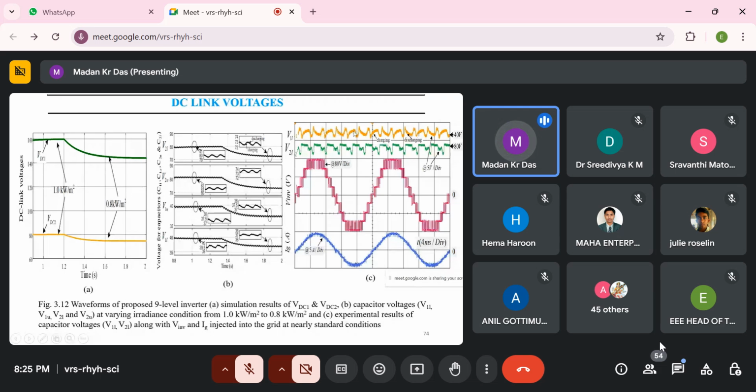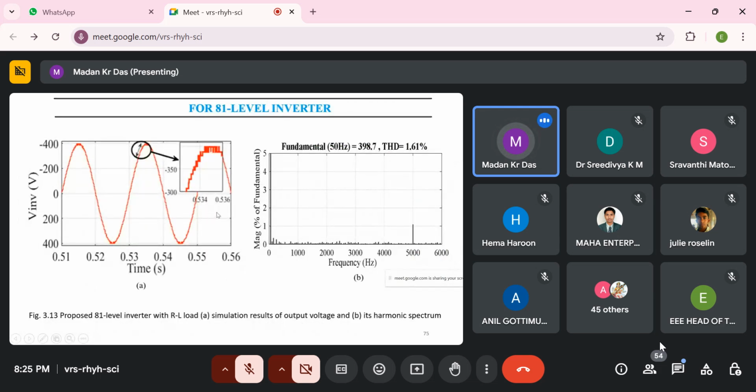And now we have discussed the 81-level inverter, meaning two 9-level inverters connected to generate the 81 levels. So the 81-level inverter's output is near to sinusoidal. We have the zoomed part of this section. So this is the level-wise, and this is the output voltage harmonics, meaning harmonics will be very low, 1.61%. So the output filter requirement is very small.